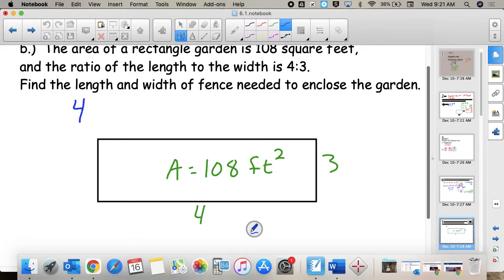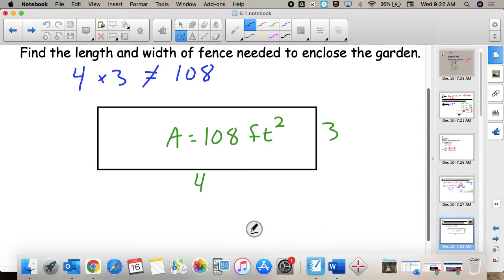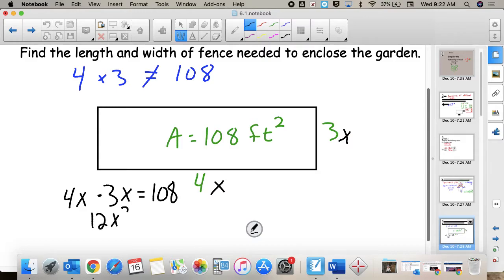Well, right now when I look at this, 4 times 3 does not equal 108. They are, though, saying that some multiple of that will. So we're saying that it is 4x times 3x. 4x times 3x must equal 108. 4x times 3x is 12x squared.